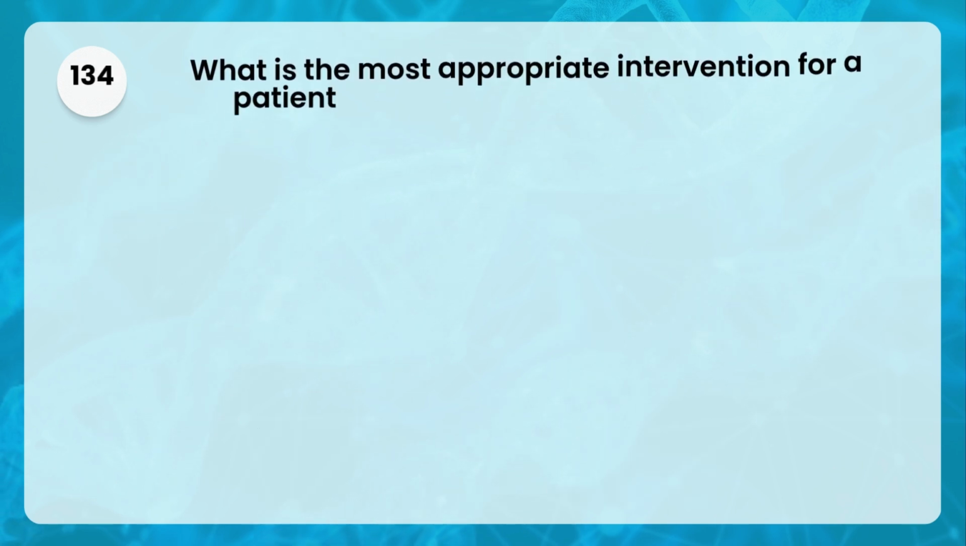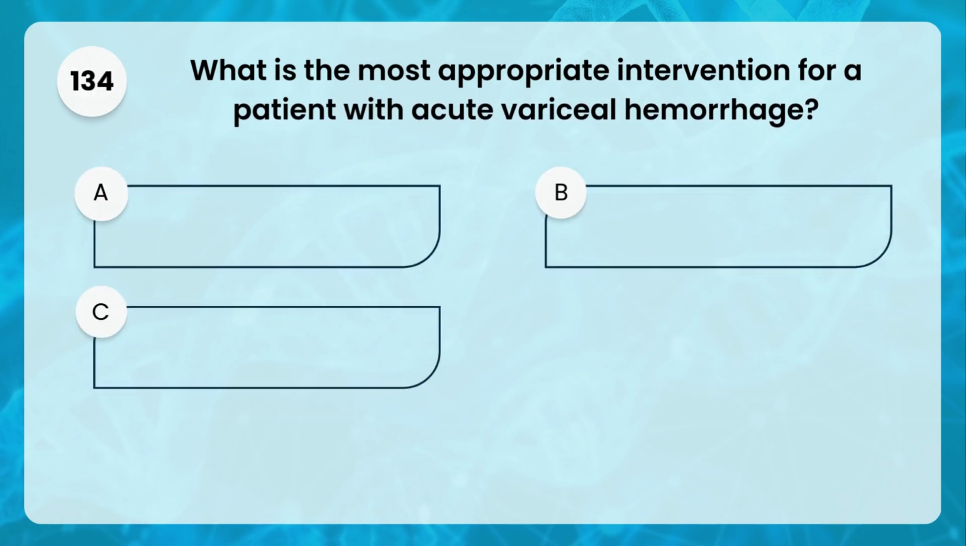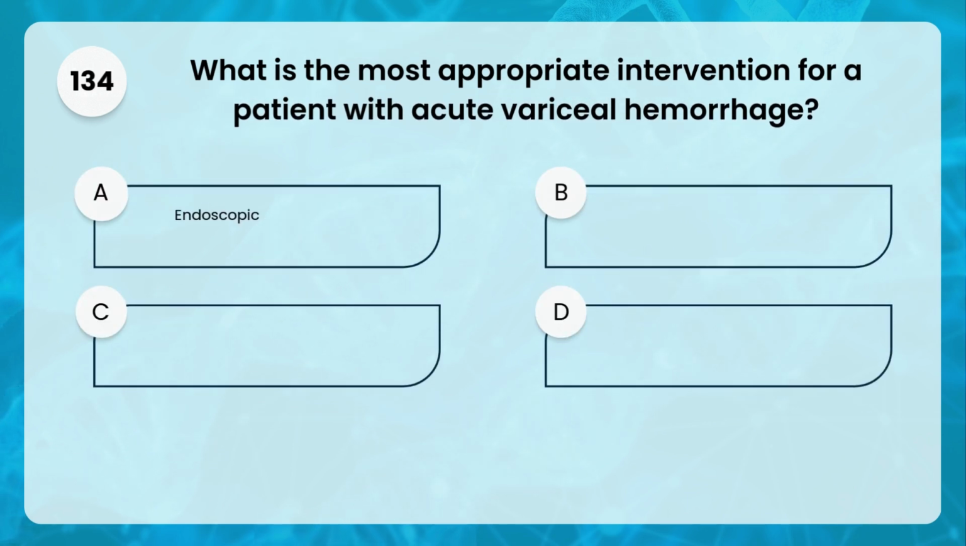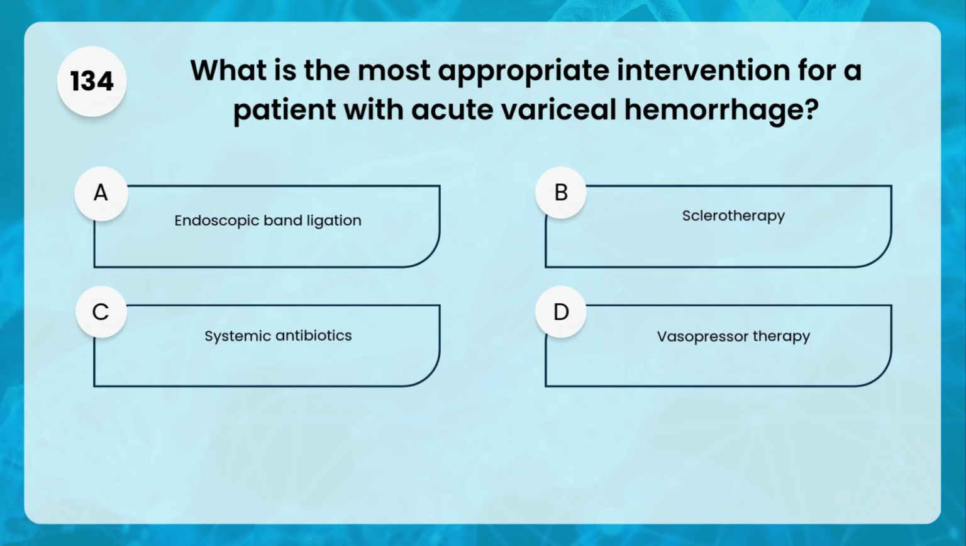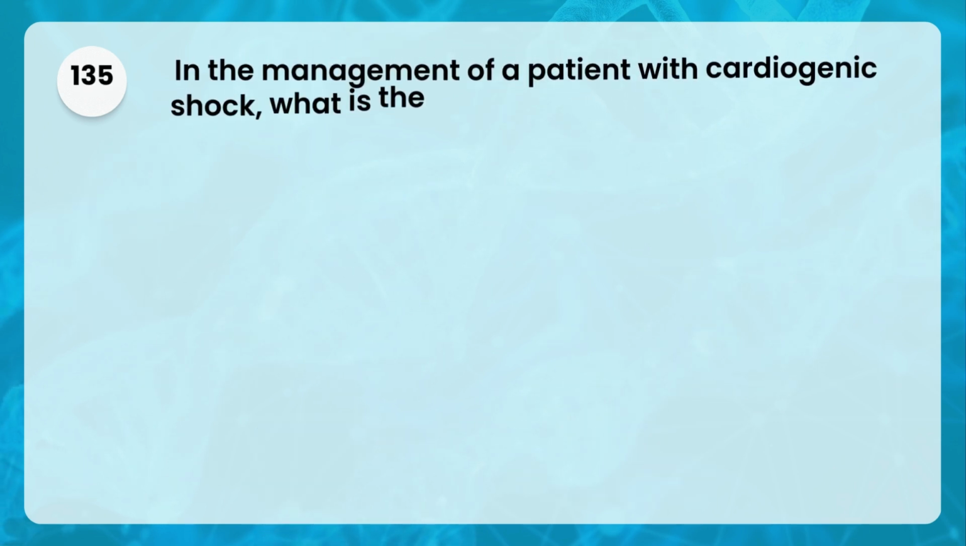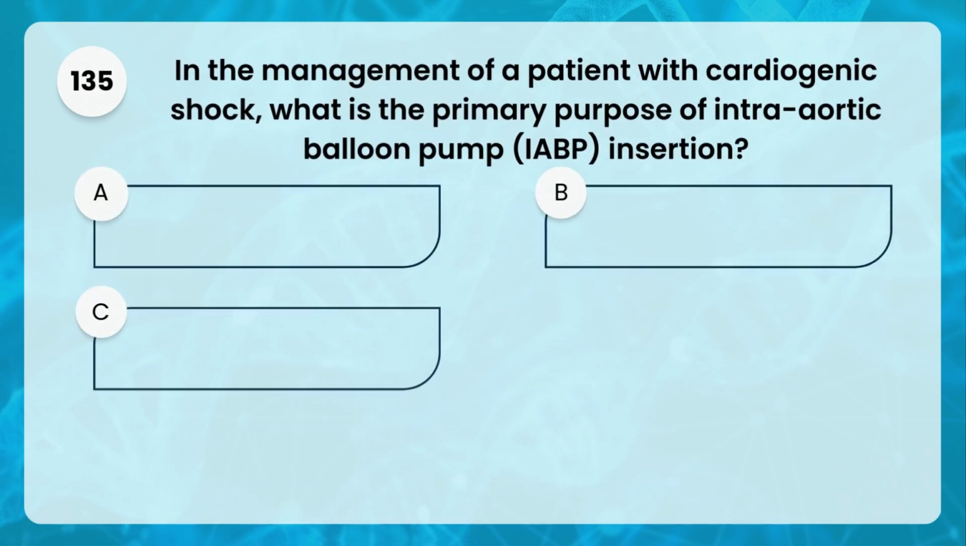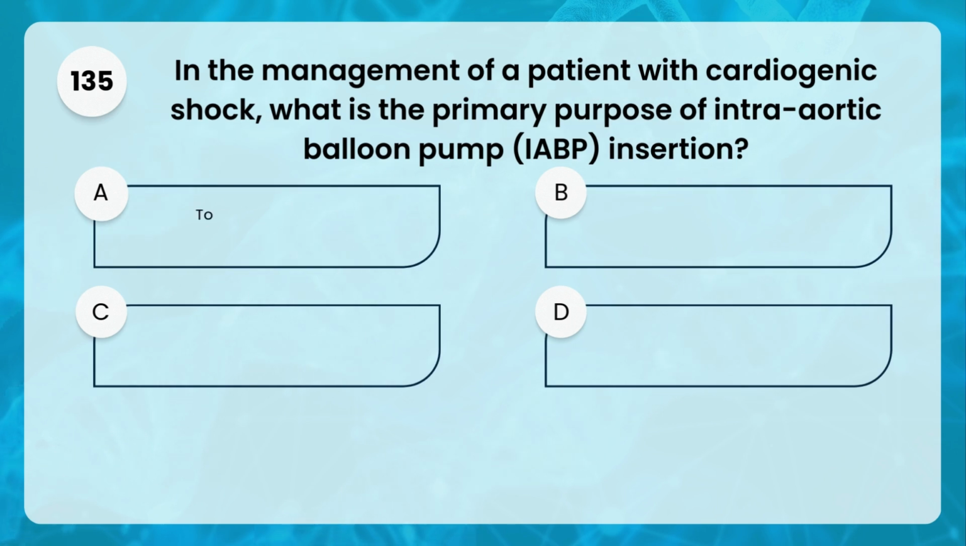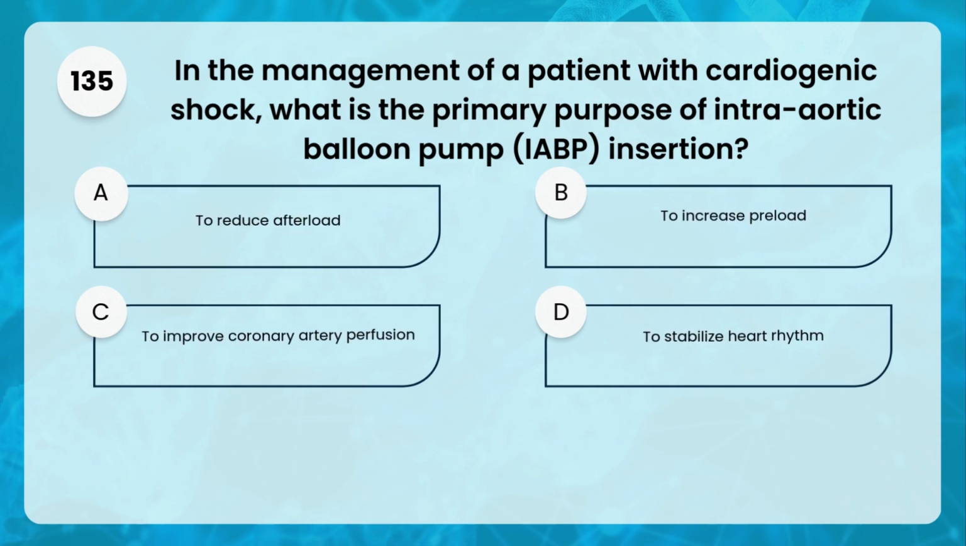Number 134. What is the most appropriate intervention for a patient with acute variceal hemorrhage? A. Endoscopic band ligation. B. Sclerotherapy. C. Systemic antibiotics. D. Vasopressor therapy. The answer is A. Endoscopic band ligation.